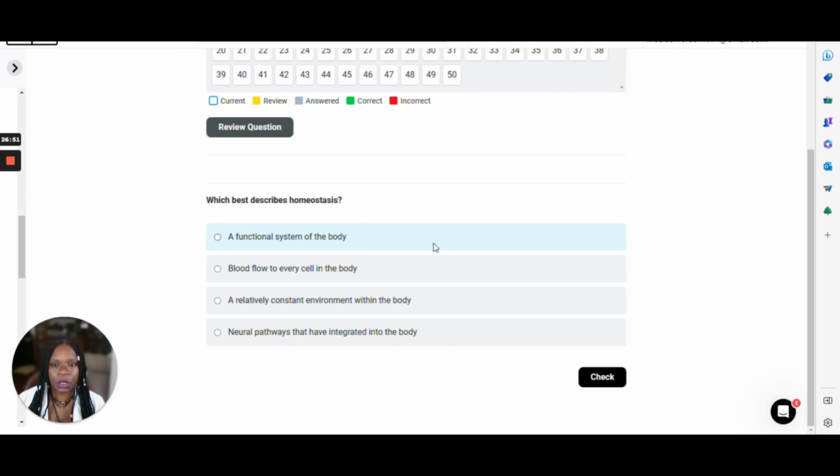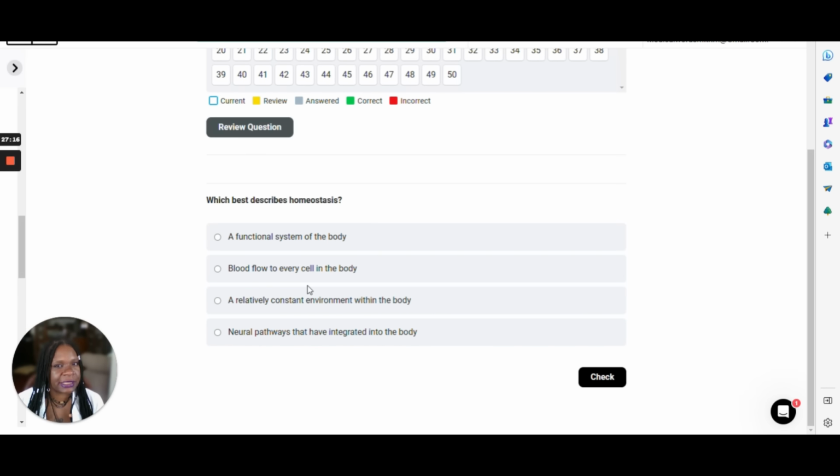Next question. Which best describes homeostasis: a functional system of the body, blood flow to every cell in the body, a relatively constant environment within the body, or neural pathways that have integrated into the body?